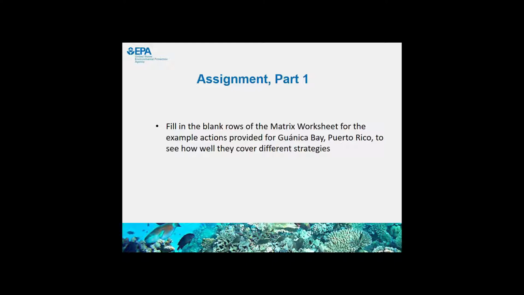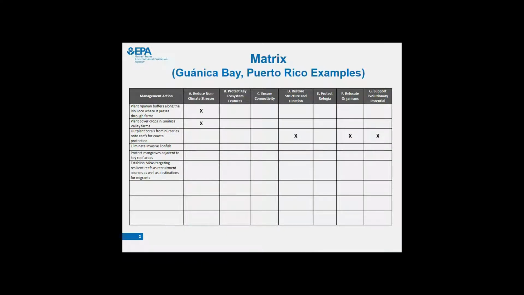Likewise, for this activity, we asked you to fill in the blank rows of a matrix worksheet to help you do a bit of a gap analysis, to see how well a handful of real actions that were developed by our partners in Guánica Bay cover the 7 strategies covered by the compendium. So here is the matrix, and we provided some filled examples to give an idea of how to do it, and here are our suggestions for the remaining actions. A couple of points I want to make: notice that actions can cover more than one strategy. There's not a one-to-one relationship between actions and strategies.